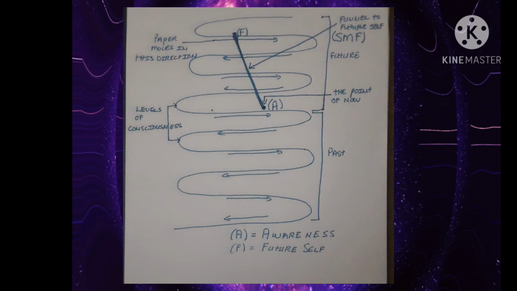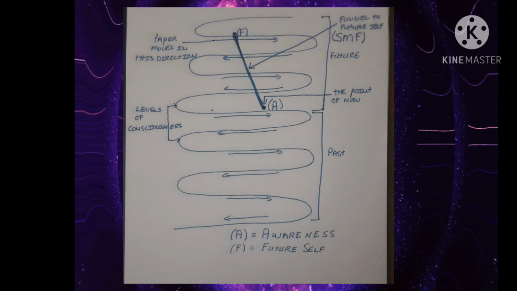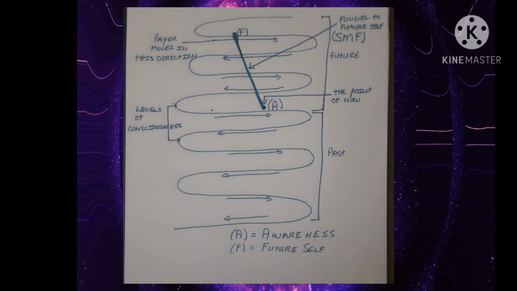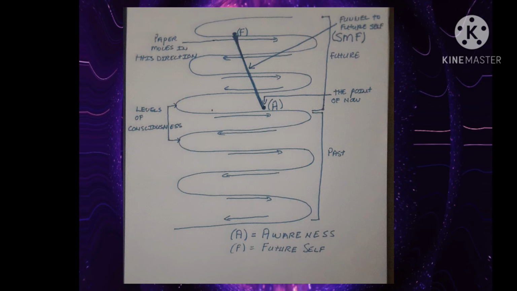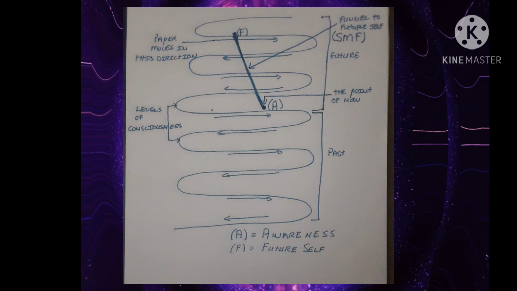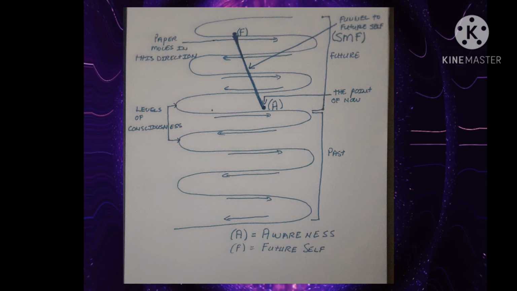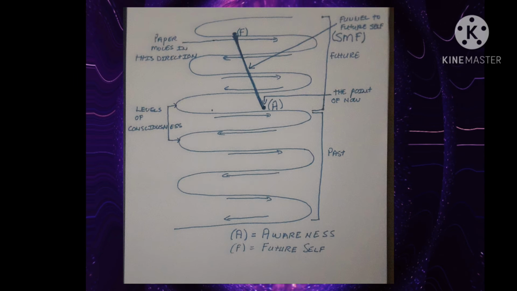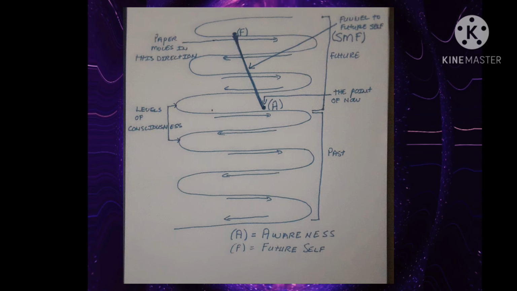There is a way to shorten this distance between yourself and your future self. You use the technique of supermatrix funneling as shown in the drawing. The funnel creates a wormhole for your awareness to move through and connect directly with your future self. Thus you cut out the long progression of steps needed for your future self, point F, to reach point A over time in the normal progression of things.